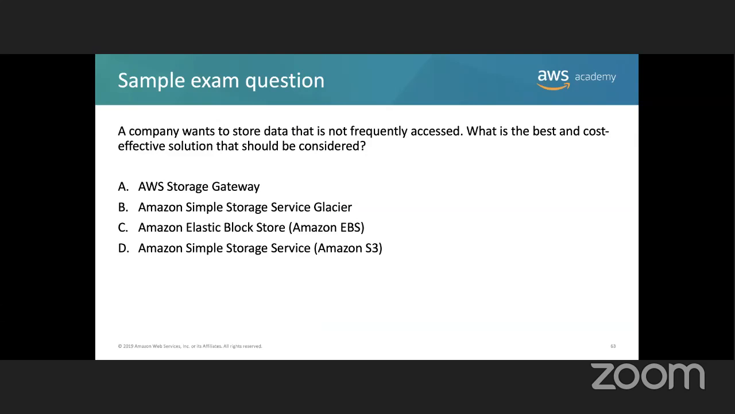Glacier. EBS. You think so? Glacier. Glacier is the most cost-effective one. It's the cheapest one. For infrequently accessed, we can think about Glacier, and also Standard IA. But then you have to continue reading the question. Of course, Standard IA is not here, so we can disregard it. So the answer is Glacier.